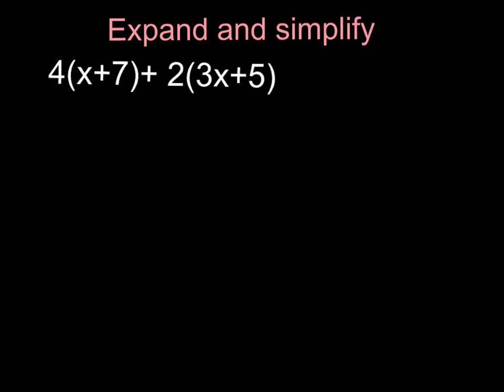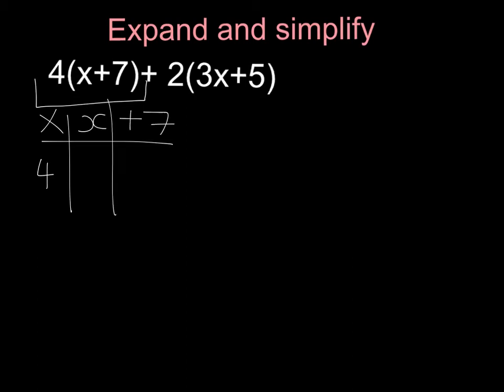Okay, so having a look at expand and simplify. Just like in the other videos, the first thing you need to do is expand using a single bracket. So 4 lots of x plus 7 and then multiply it out. So 4 lots of x, 4x, and 4 lots of 7 is 28. So that's your first grid done. You've got 4x plus 28.